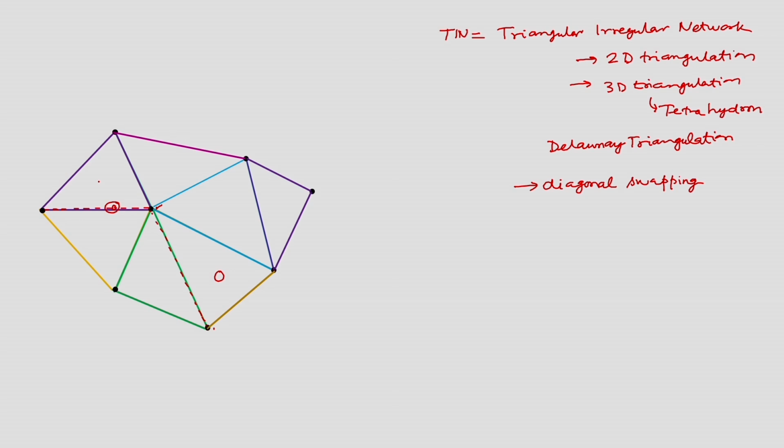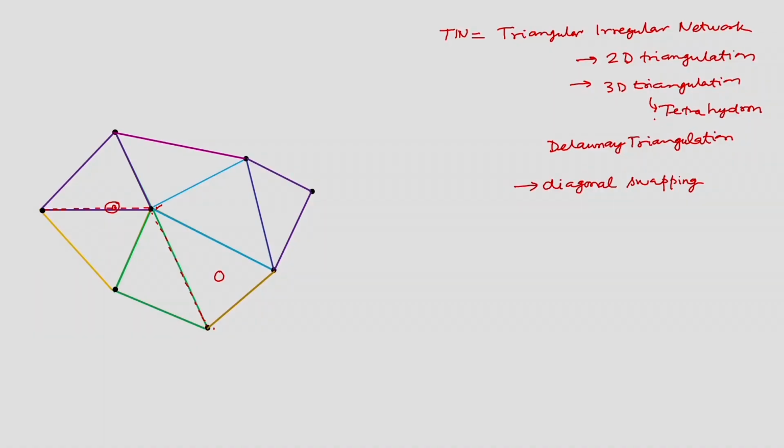You can see here that the TIN method is representing the terrain more faithfully because it considers the real points and develops the terrain surface. Now, what about the 3D tetrahedron or 3D triangulation? In this case, I will have triangles which are 3D in nature.